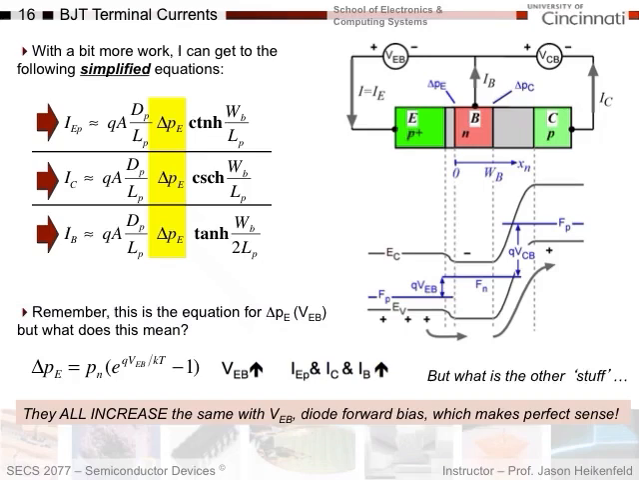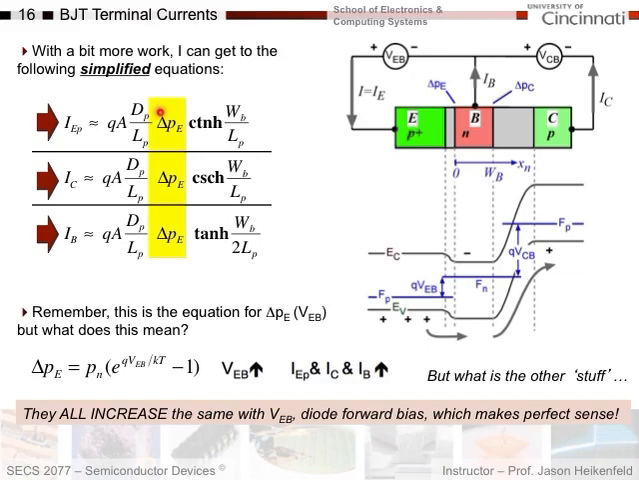And so if we do a little bit more algebra and trig, we can use what we had before and simplify it down to the following equations. I have an equation for my emitter current here, I have an equation for my collector current, and I have an equation for my base current as well. The first thing I want you to notice, and you see I highlight this here, is that all these equations share in common this delta PE term.